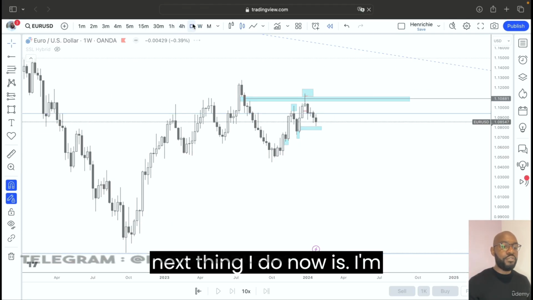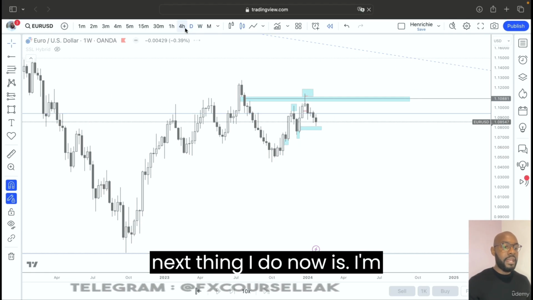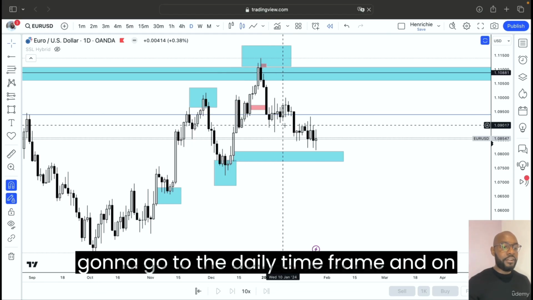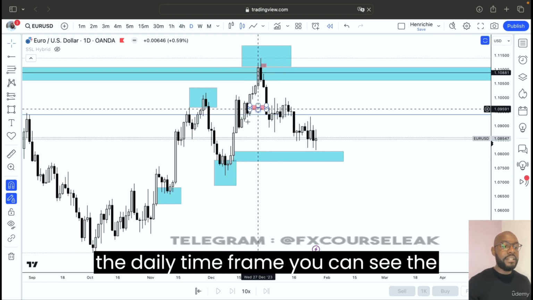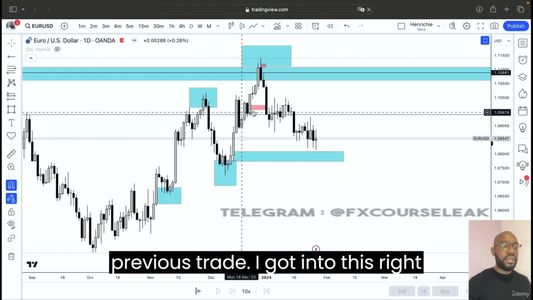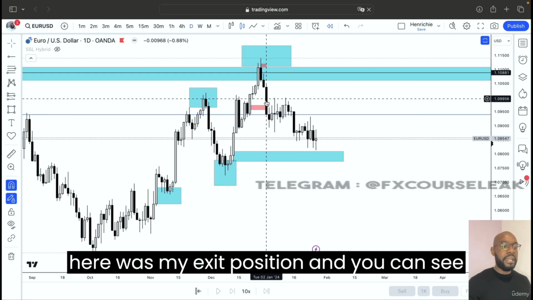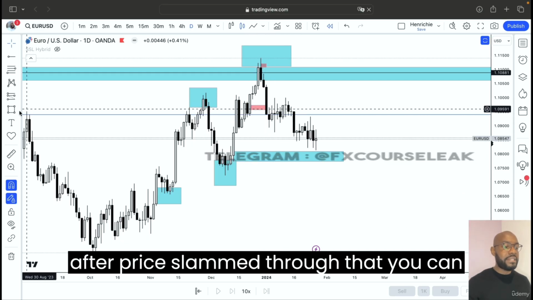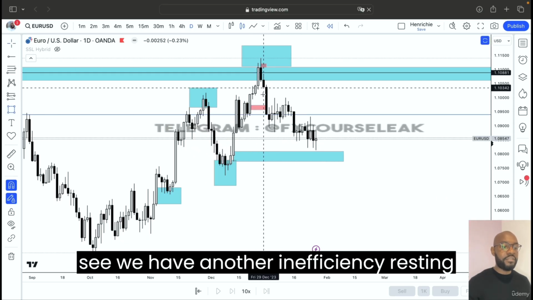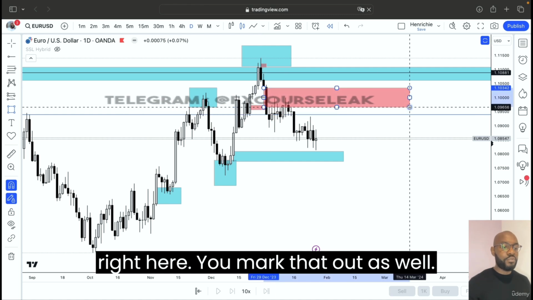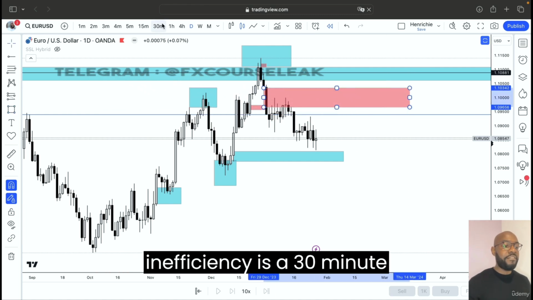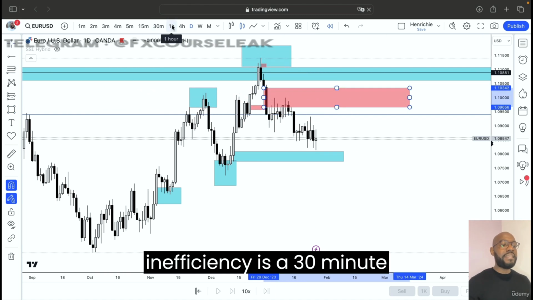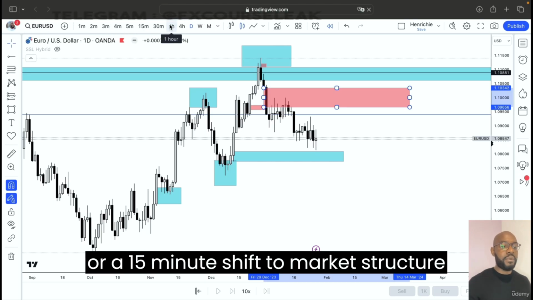Now, the next thing I do now is I'm going to go to the daily time frame. And on the daily time frame, you can see the previous trade I got into, this right here was my exit position. And you can see after price slammed through that, we have another inefficiency right here. You mark that out as well. All you want to see from this inefficiency is a 30 minutes or a 15-minute shift in market structure.